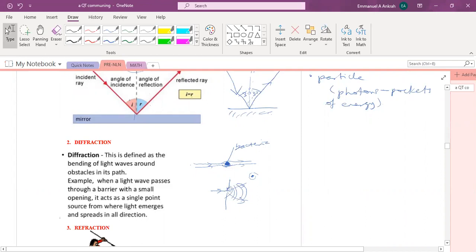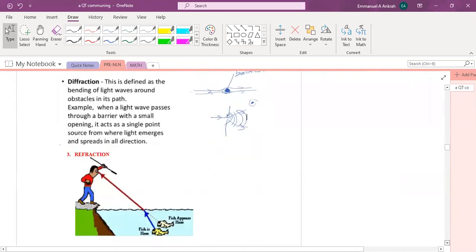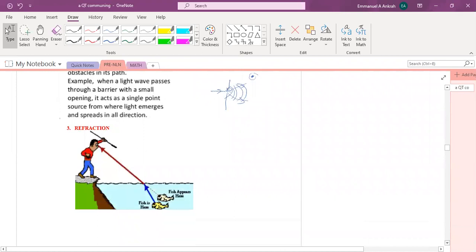Then the third property is refraction of light. Refraction of light occurs when light travels from one medium to another medium of different densities. So let's say that this is air, and this is water. The air has lower density than the water, so this is low density, and this has a higher density.